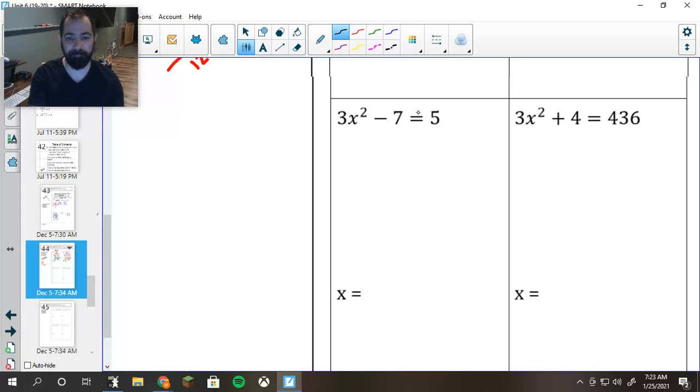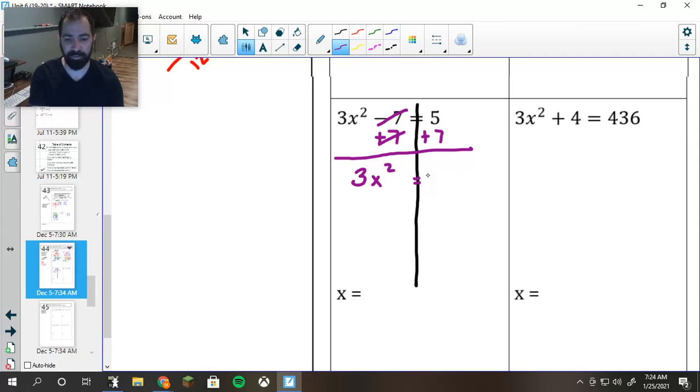Okay, first step. Hopefully you got these right. Let's check to see how we did. Let's get rid of this minus 7 by adding 7 to both sides. Those go away. We have 3x squared equals 7 plus 5 is 12. Got to get rid of this 3 times, so we are going to divide by 3. We get x squared equals 4.